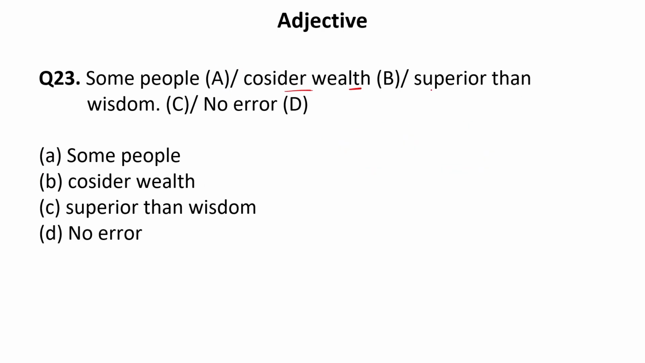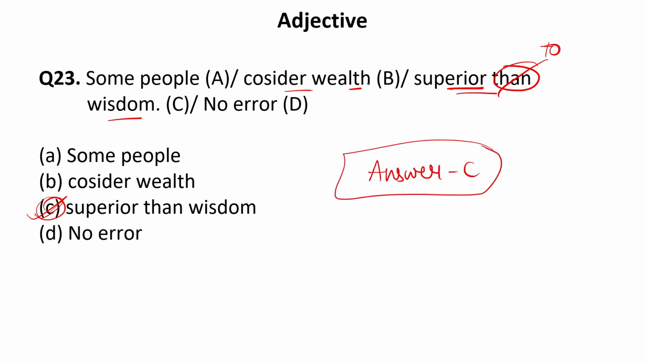So, let us move to the next one. Some people consider wealth superior than wisdom. I have already told you with superior we use to, not then. Therefore, the error is in part C. So, our answer is C. Correct sentence will be some people consider wealth superior to wisdom.